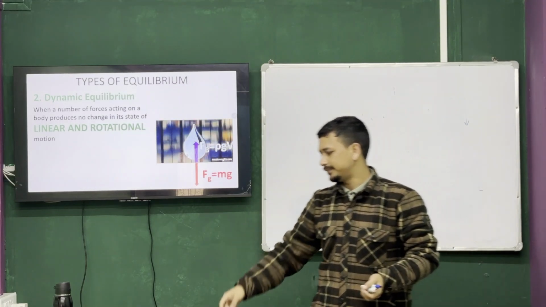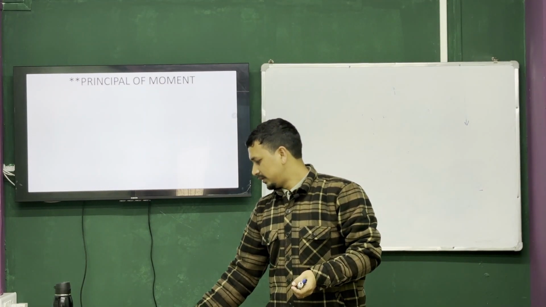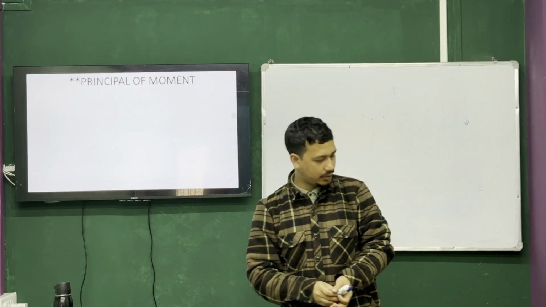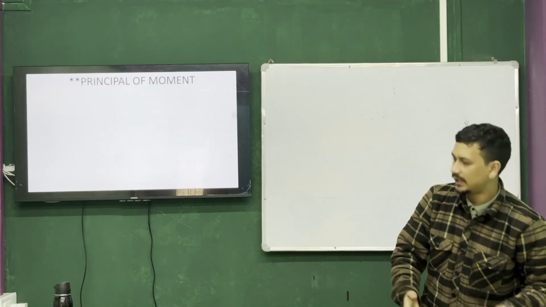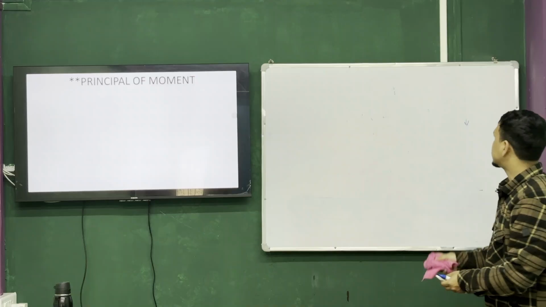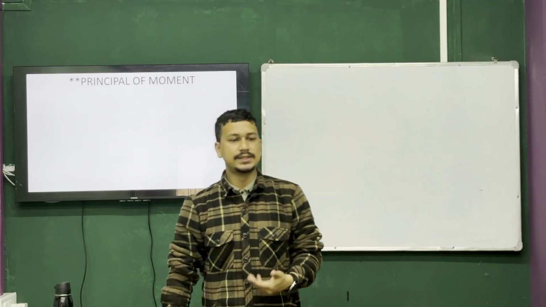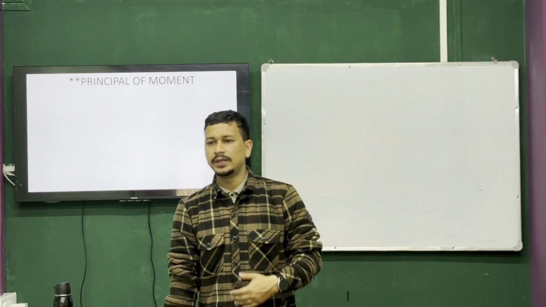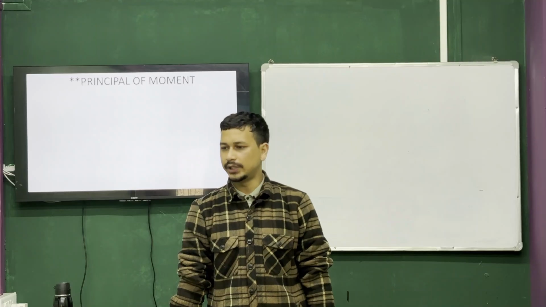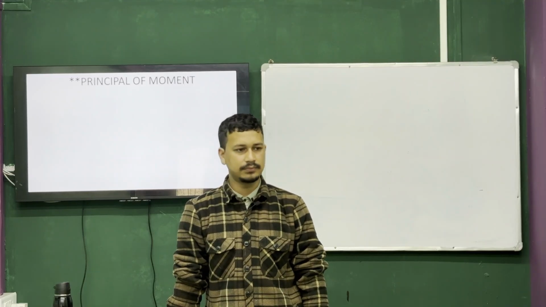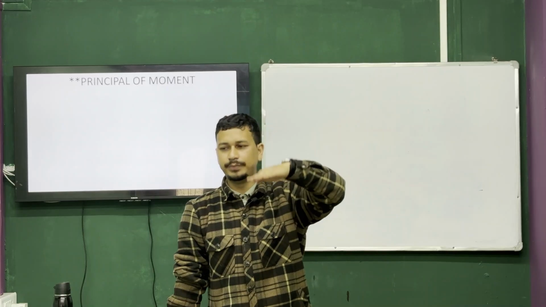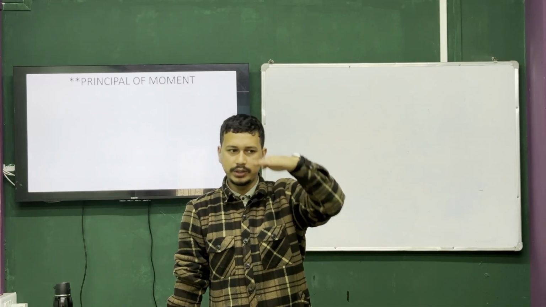Alright? Okay. So this is the last topic for today. Before that, if anyone has any question, please ask. Okay, since you don't have any question, let me ask you one. Can you give me another example of dynamic equilibrium? It means the net force should be zero, but the body is in motion.